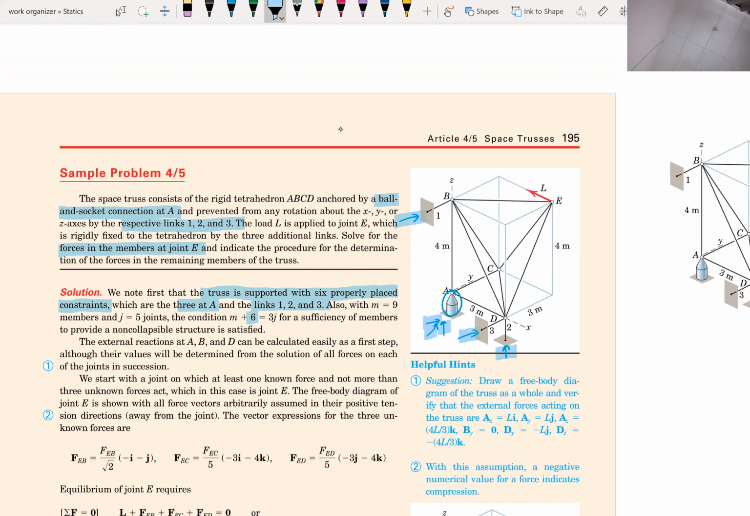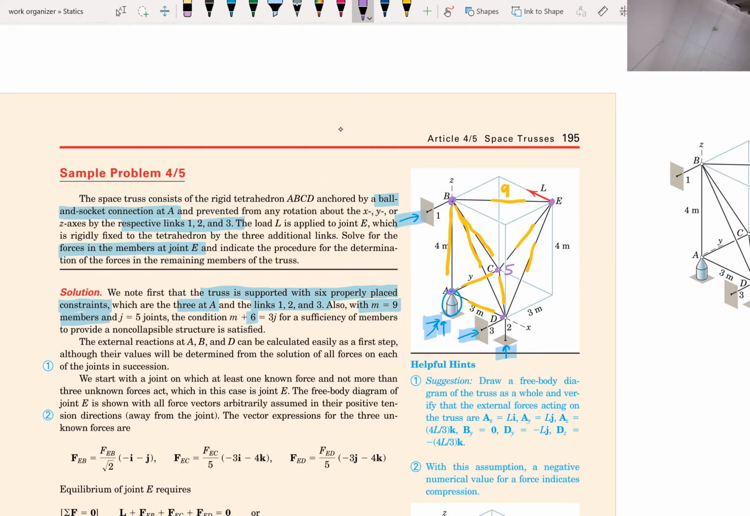And then members, we have 9. So now let's identify where the members are: 1, 2, 3, 4, 5, 6, 7, 8, 9. So there are 9 members. And then how many joints do we have? 1, 2, 3, 4, 5. So there are 5 joints.